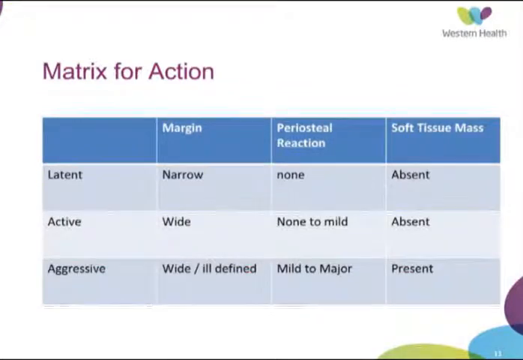You found this lytic lesion. Well, if it meets these criteria, you can treat it as latent, and we'll talk about that later. But something with wide margins or some periosteal reaction, we have to consider active and start a full workup, versus anything that's aggressive with soft tissue masses, major periosteal reactions, ill-defined. We have to be very aggressive and act very quickly on this.